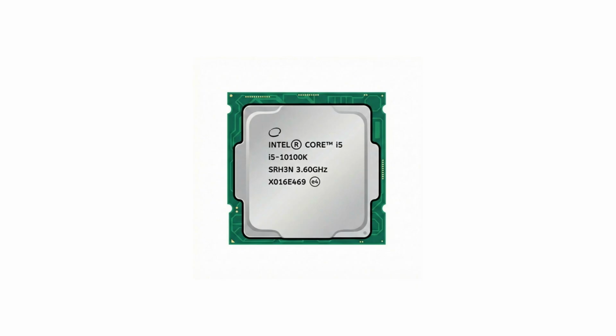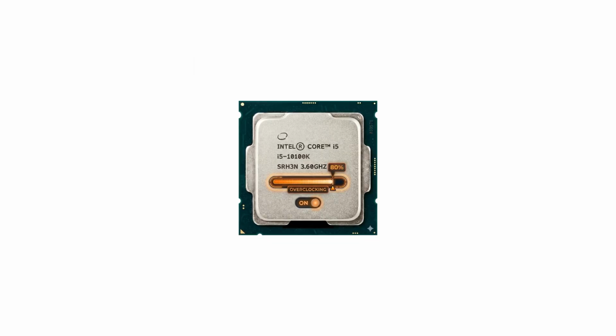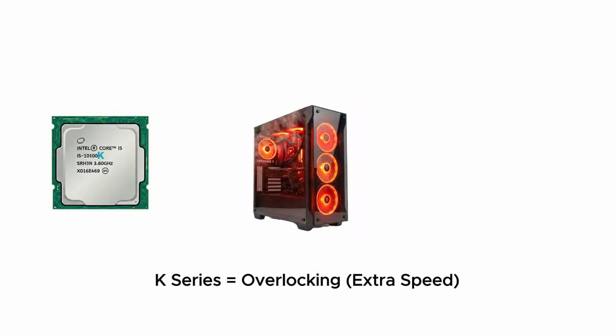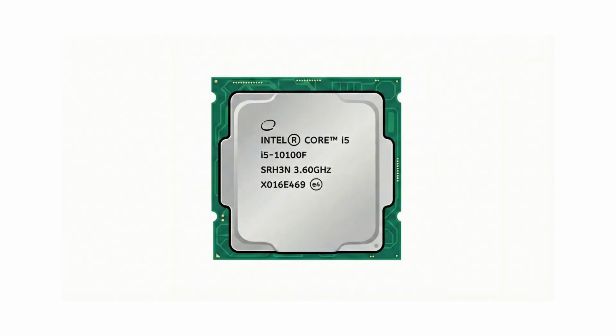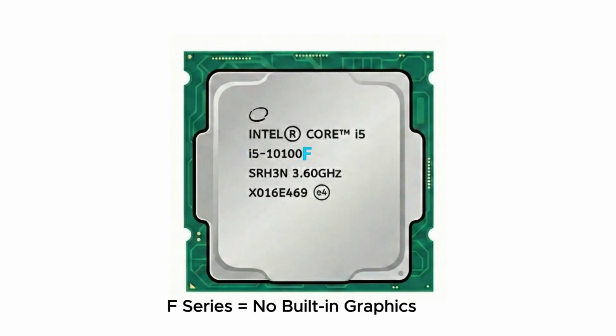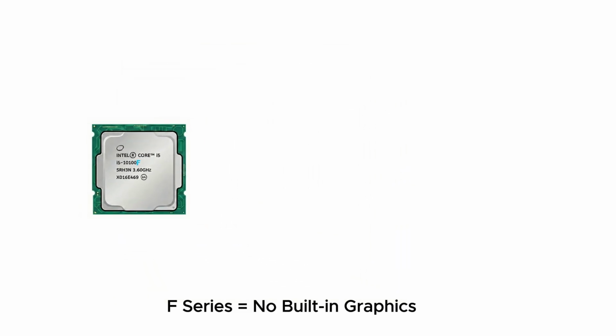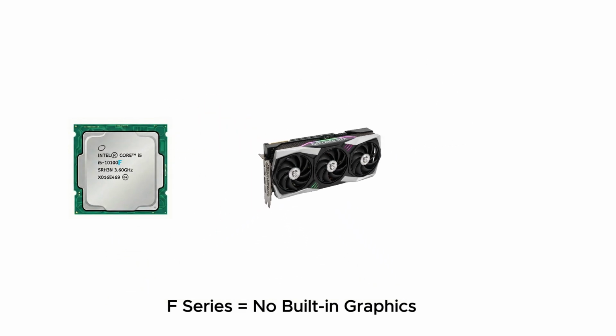If you're buying a desktop, look for a K at the end, which means it is unlocked and can be overclocked for extra speed. However, keep in mind that overclocking pushes the chip harder and generates significantly more heat, so you'll need a strong cooling system. Also, if you see an F, be careful. It means the chip has no built-in graphics, so you must have a separate graphics card for the computer to work.